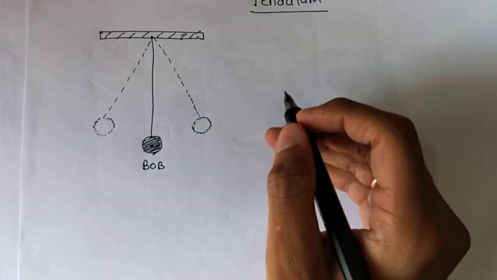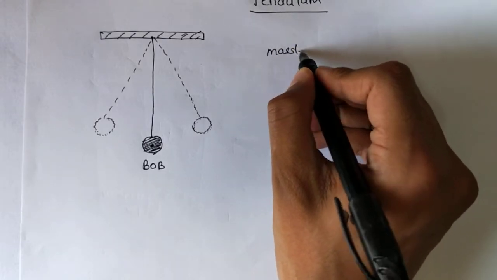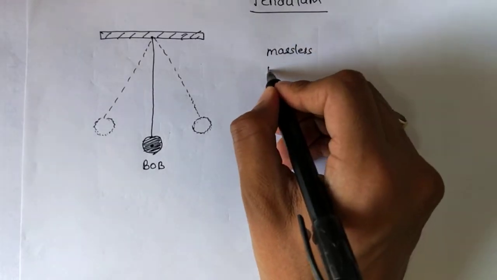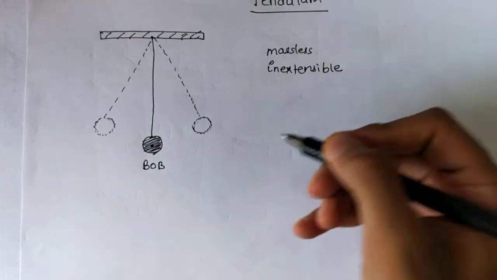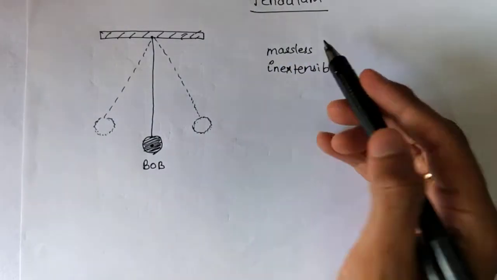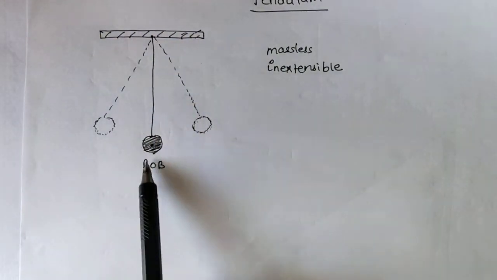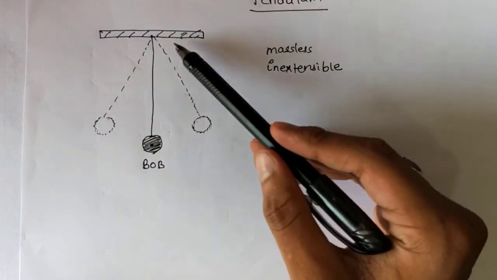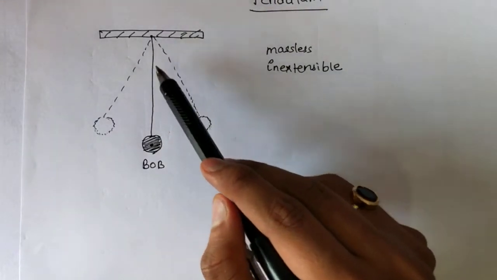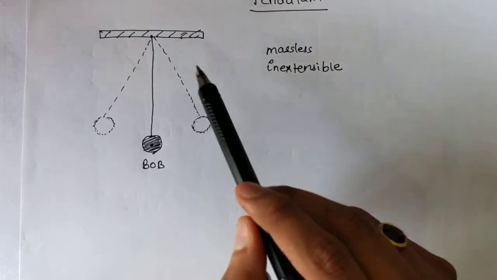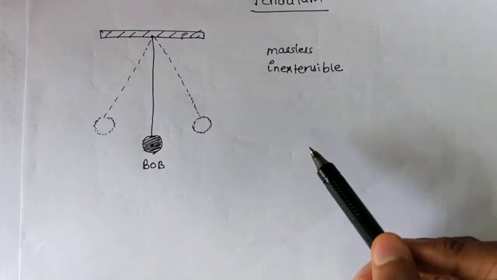These are two important words. In the textbook they have used the words massless and inextensible string. Massless means we are considering that in this pendulum only the bob has mass. This string does not have any mass, or it has negligible mass. The mass is very less, so we do not use it for calculation. We will only use the mass of the bob.